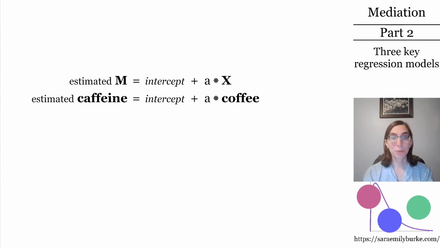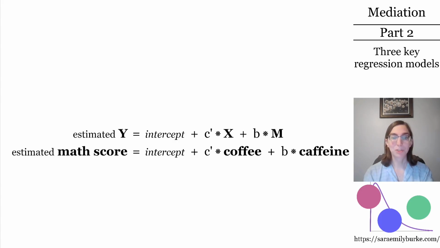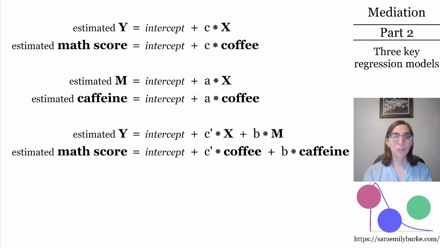In the third regression model, with the manipulated variable and the mediator predicting the theorized outcome, we call the slope of the manipulated variable c prime, and the slope of the mediator b. So these are the three regression models, represented in terms of generic variable names x, y, and m, and also represented in terms of the example I'm talking about with coffee, caffeine, and math score.